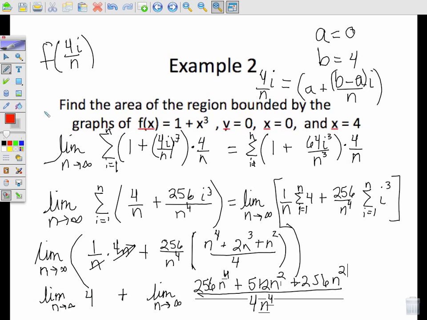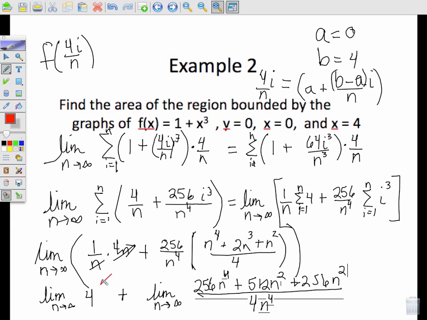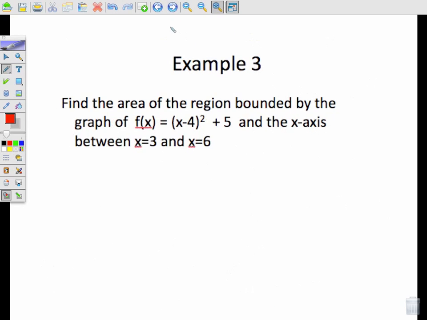So here's what we're looking at. The limit here as n goes to infinity of 4. All right, so this first limit right here is 4. I'll put my answer up here on top, so it's 4 plus, and for this limit here, if we compare their degrees, we've got a degree of 4 on top and a degree of 4 on the bottom, so you take the 256 divided by 4, that's 64. So the area is the sum of those, which is 68. 68 is the area of this region.